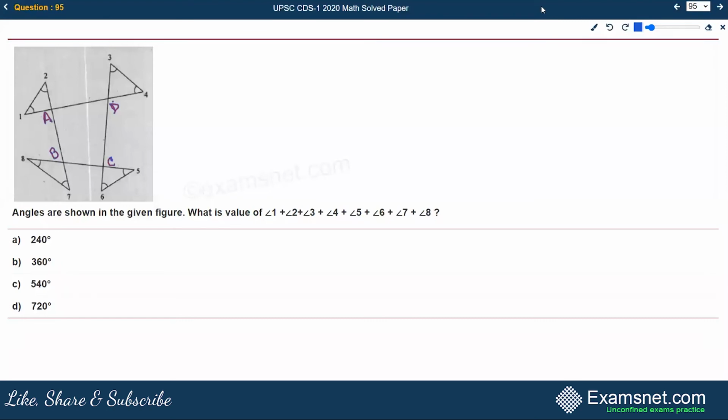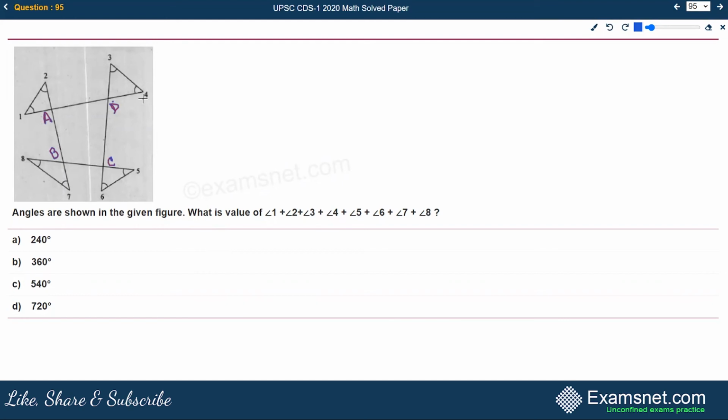In question number 9, we are given with a figure, okay, and you can see there are angles highlighted, name it as 1, 2, 3, 4, 5, 6, 7, 8. Angles are shown in the given figure. So what is the value of the sum of all these angles? I have named them as A, B, C, D.